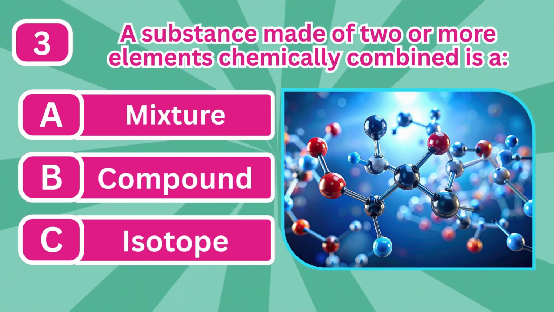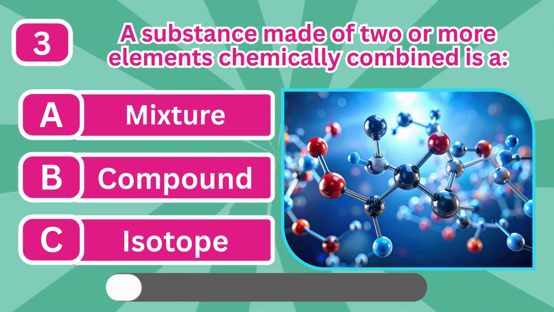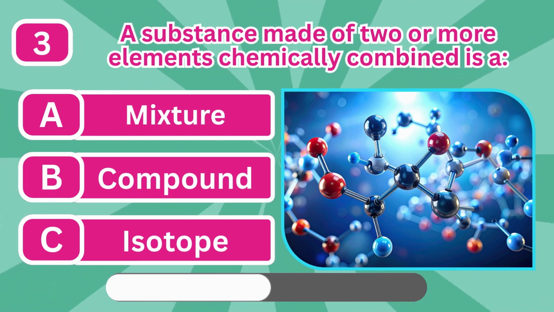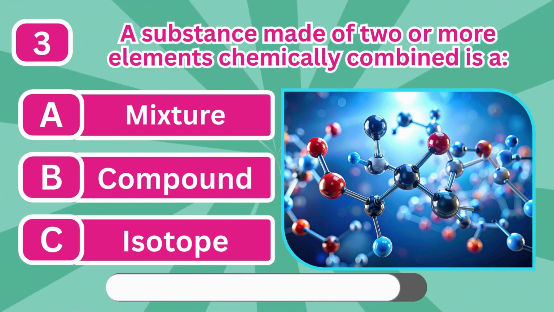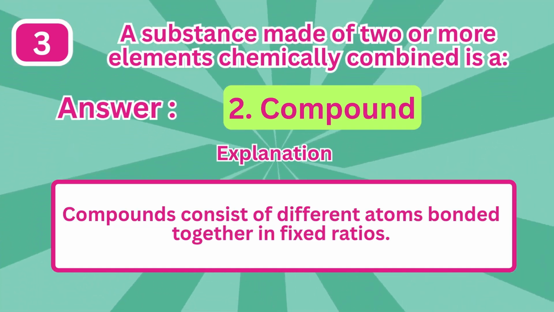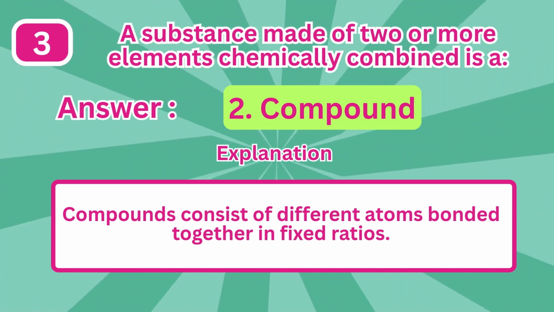A substance made of two or more elements chemically combined is a... Two. Compound. Compounds consist of different atoms bonded together in fixed ratios.